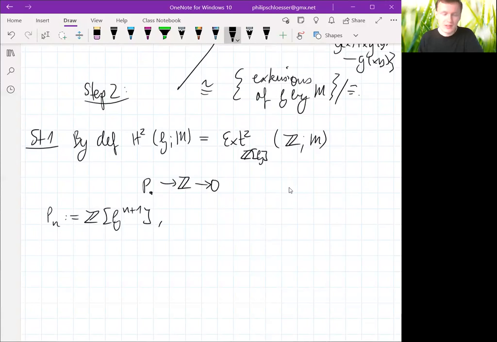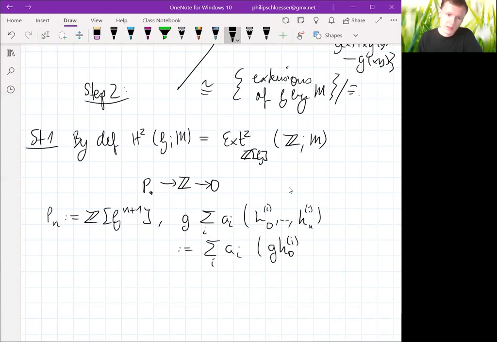If we have a general element of Pn, it looks like a linear combination, and then we just have H1 i dot H, let's say H0 until Hn i over some finite index set. And if we act with the element G of the group on it, this is just defined to be just the coefficients unchanged, and we just multiply every element in that tuple by G.